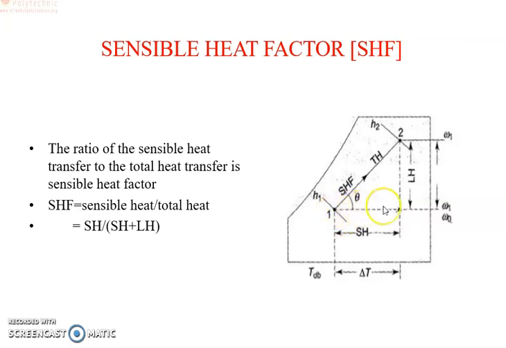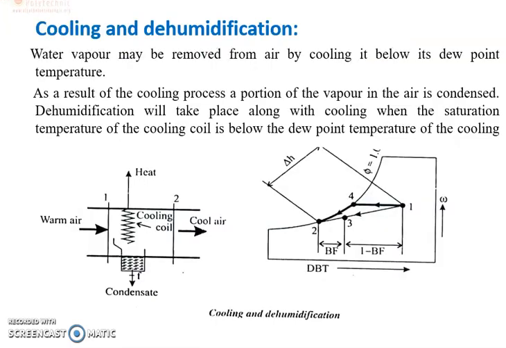So this is 1 to A. Let's consider this point is A. So 1 to A is the sensible heat and A to 2 is the latent heat. And the change in enthalpy is H2 minus H1. So here we can write the sensible heat factor as (HA minus H1) by the total, that is (H2 minus H1). So this is all about the sensible heat factor, and these two factors will help us understand the cooling and dehumidification process.